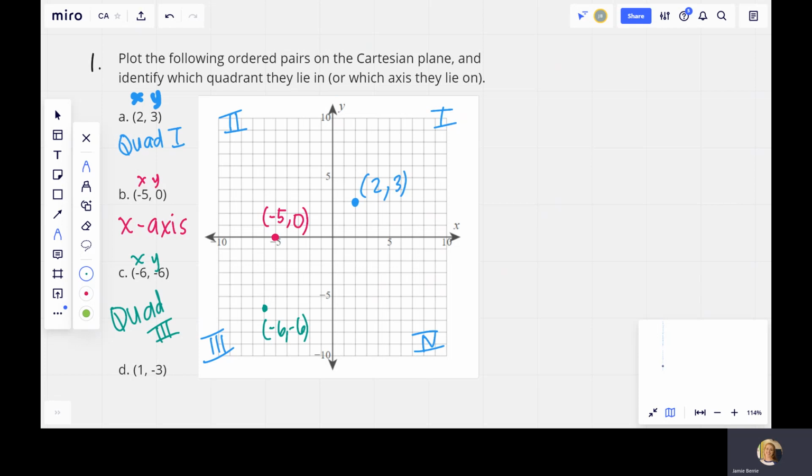All right, and then our last ordered pair, we'll use red. X, Y. All right, so we have (1, -3). All right, so we're going in the positive direction 1 unit on our horizontal axis, so over 1. And then should we go up or down 3 here? We should go down 3, right? Because it's a -3. So we're going to go down 1, 2, 3. And there is our last ordered pair, (1, -3). And what quadrant is it in? It is in quadrant 4.